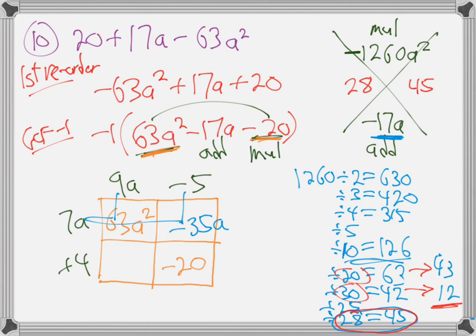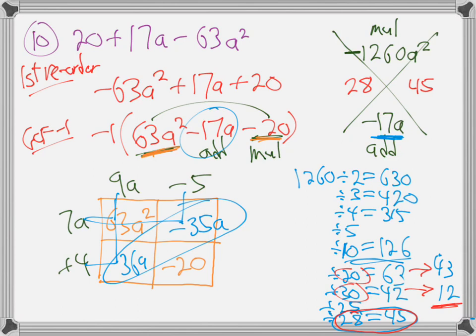Yeah, it's wrong. But let's keep going. Pretend we don't know. 4 times 9a? 36a. Now, how do I know this is wrong? Because these guys don't make the middle. Remember this box, these 4 things are supposed to make those 3, aren't they? In the end, right? And we've got the 63a squared, we got the minus 20, those are good. But these middle 2 are supposed to make the middle. 36 minus 35 is 1. It's not negative 17. So it's wrong.